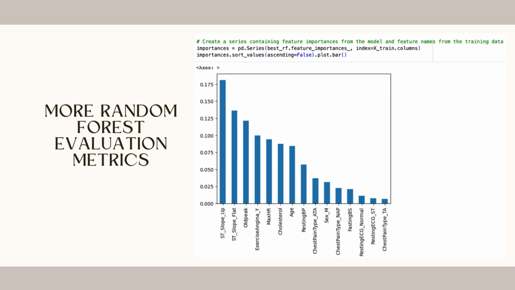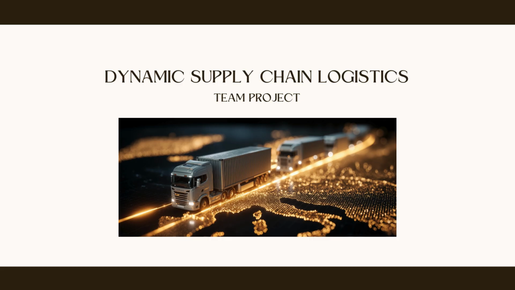Finally, this bar chart shows the feature importance scores. The most influential variables are ST slope, old peak, exercise-induced angina, and cholesterol. This confirms what we saw in the tree visualization. The forest consistently relies on a subset of key clinical variables to make its decisions.